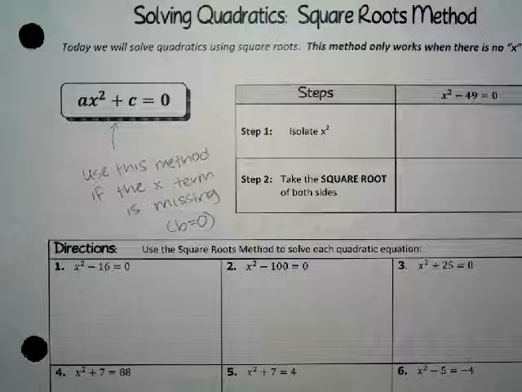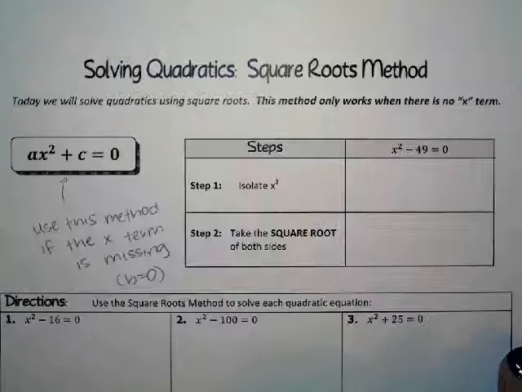So we had factoring, if it's factorable. We have the quadratic formula, which works every single time, no matter what. Quadratic formula always works, okay? This method works if the x term is missing, if b equals 0 in the quadratic formula. So this does not work every time. All right. Actually, let's go ahead and get started.